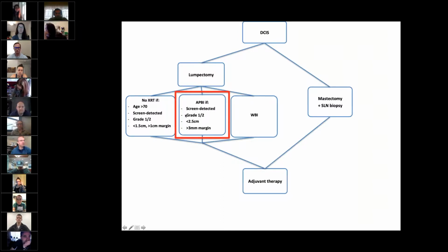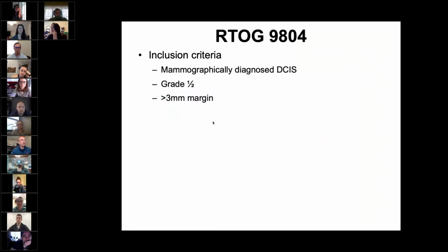So it has to be screen detected, grade one or two, so it can't be high grade, less than 2.5 centimeters, and greater than the 3 millimeter margin. So those are the criteria. This is also changing. I will tell you, this is what the current guidelines say, but it'll probably change. Let's talk about the trials quickly. So this is based off this trial, which looked at those criteria. Those criteria were basically created by this trial.